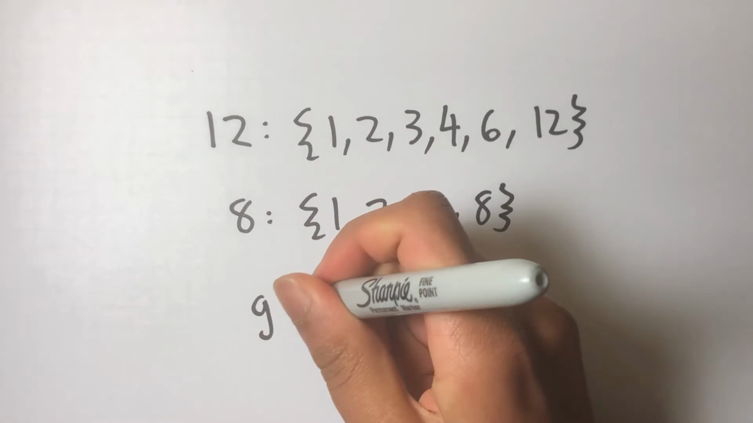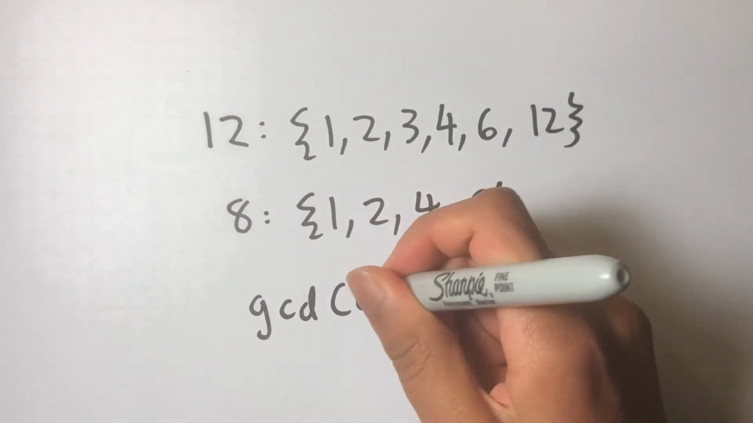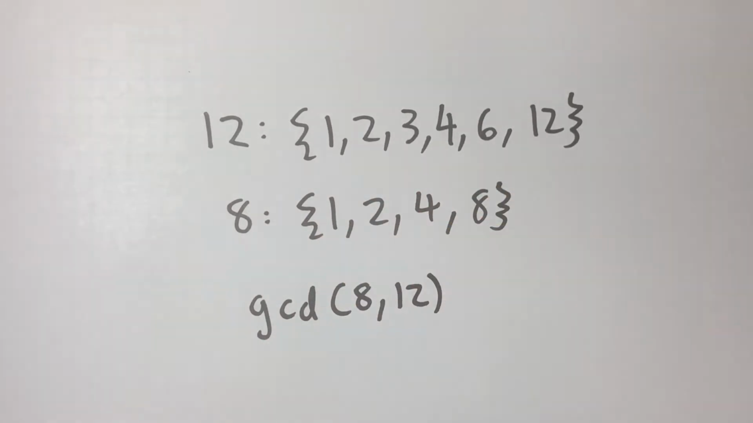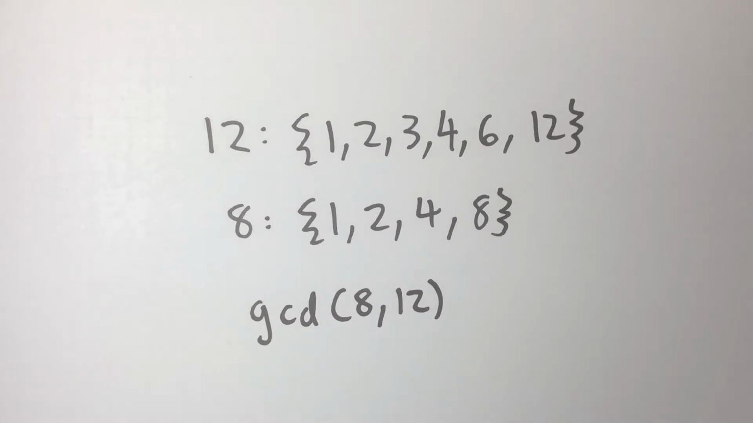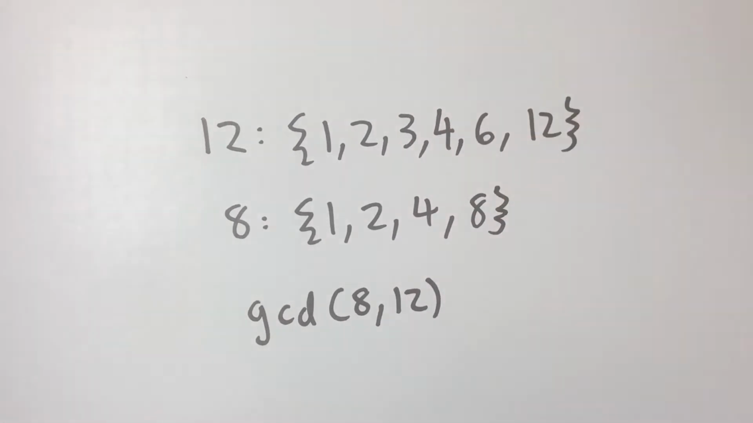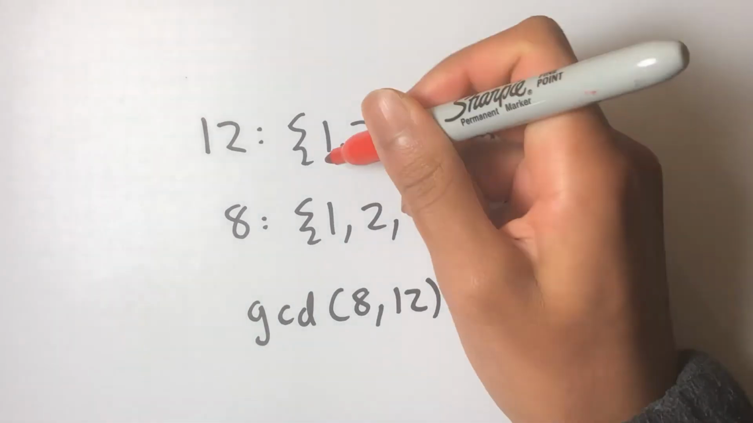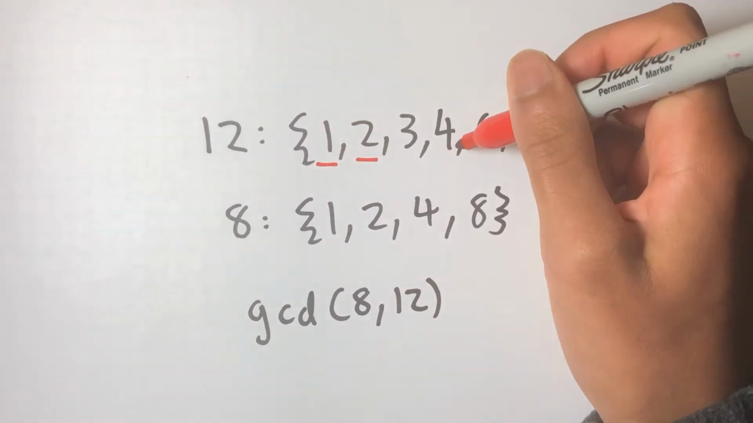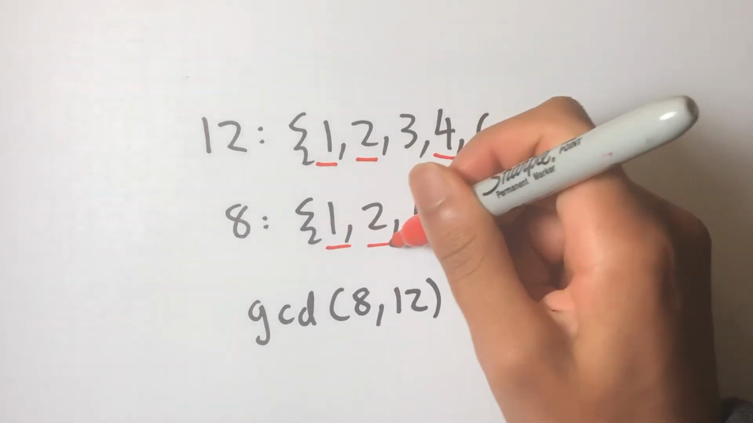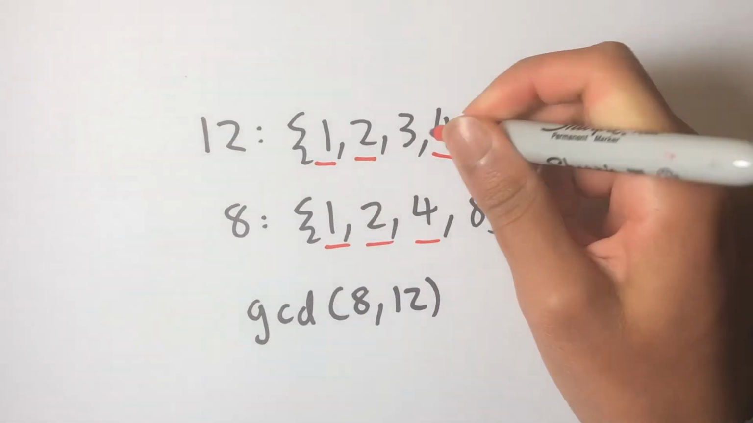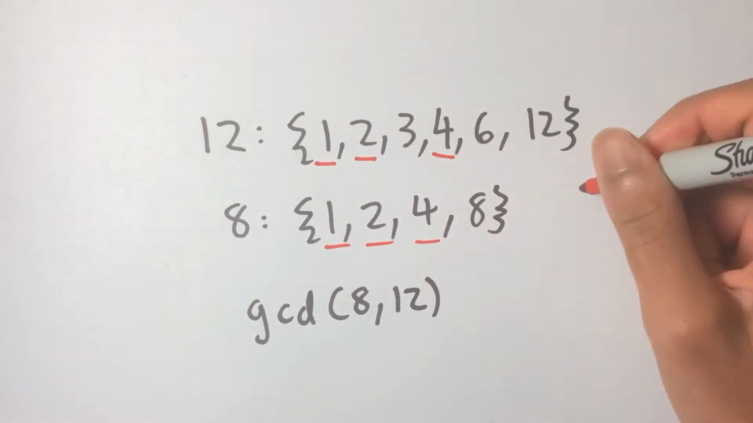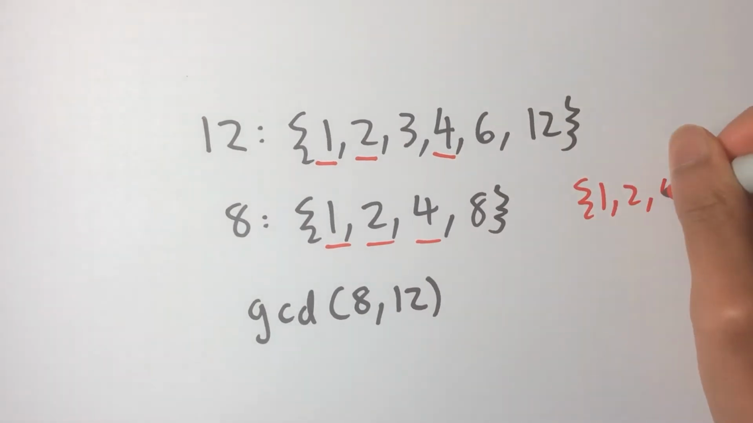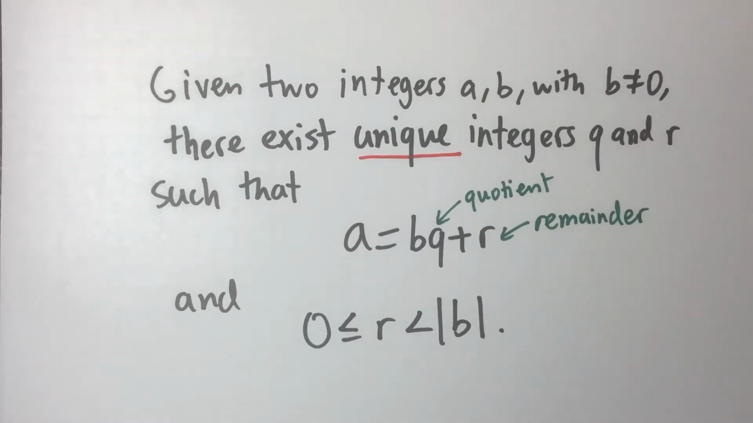If we want to talk about the greatest common divisor of two numbers, for example, 8 and 12, what we need to do is look at these two sets and see what the greatest number they have in common is. So the numbers they have in common are 1, 2, and 4. And 4 is the greatest number out of this set of 3 common divisors. So it must be the greatest common divisor.